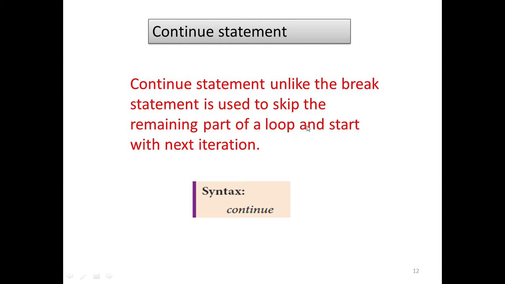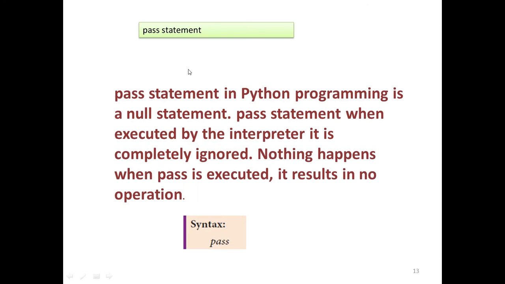The next one, continue. The continue statement, unlike the break statement, is used to skip the remaining part of the loop and start with the next iteration. The syntax is continue. This is a three mark question: explain continue statement. The last one, the pass statement. The pass statement in a Python program is a null statement. When executed by the interpreter, it is completely ignored. Nothing happens when pass is executed. The result is no operation, that's very simple. The syntax is pass.